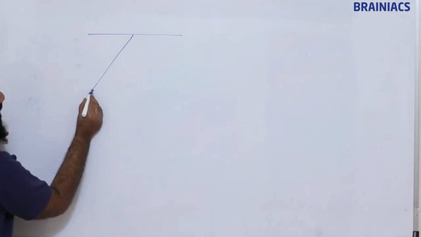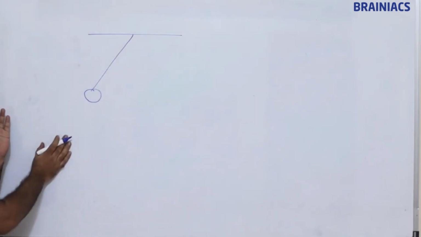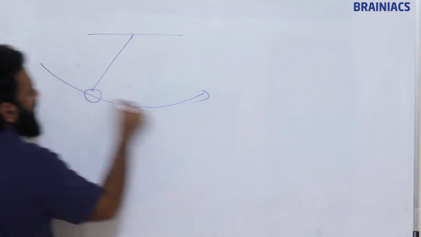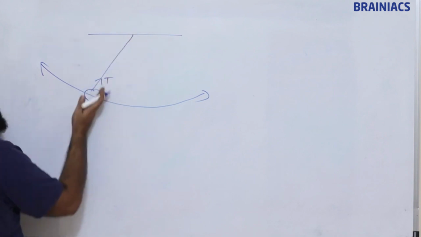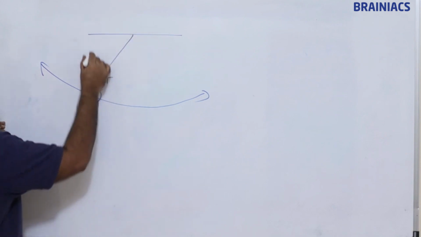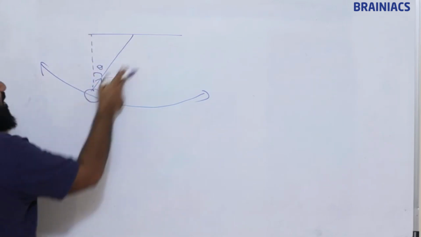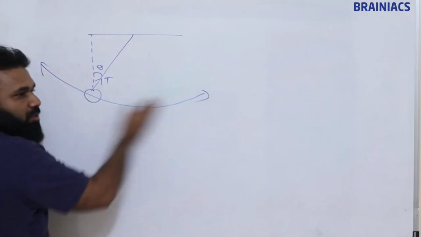Suppose we have a string with a ball like this, and it will be swinging like this. Suppose in this position the tension force is acting in this direction, and they give the angle like this. This is the tension in this direction, and this is the angle, suppose this is swinging.